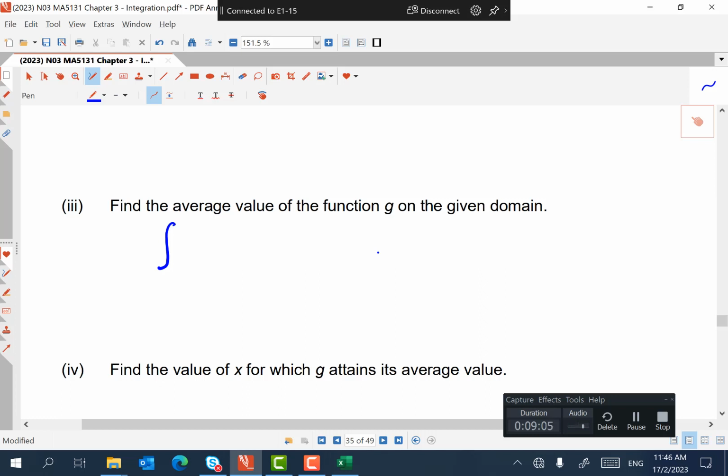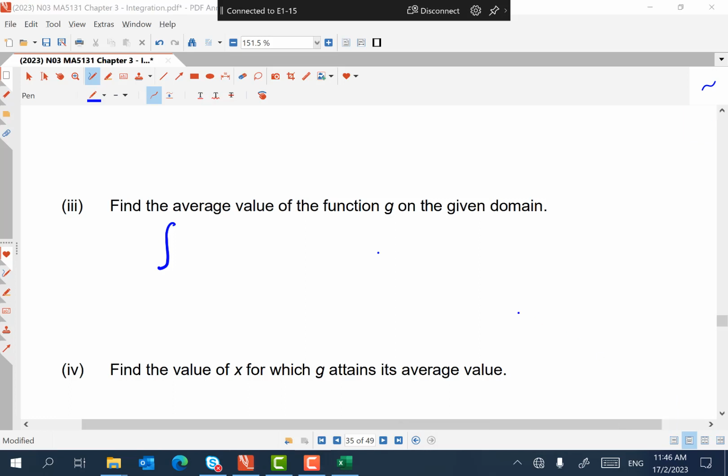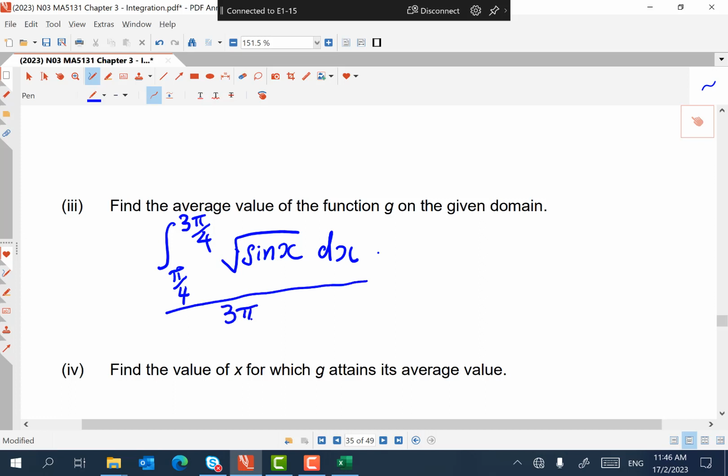Okay, let's press on. Now to find the average value of this function from pi over 4 to 3 pi over 4 of g(x), which is square root of sin x. The truth is, you can't do it by hand. You must use the GDC because we can't integrate square root of sin x.